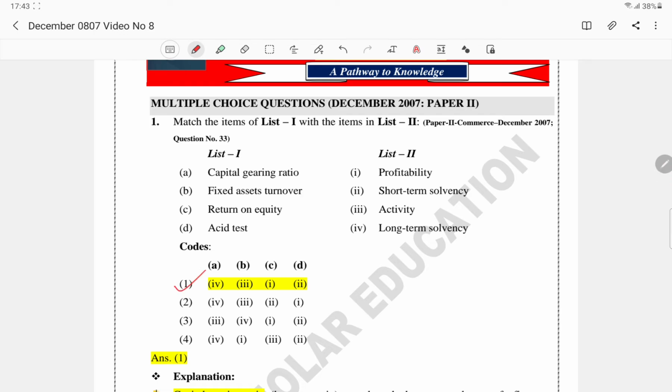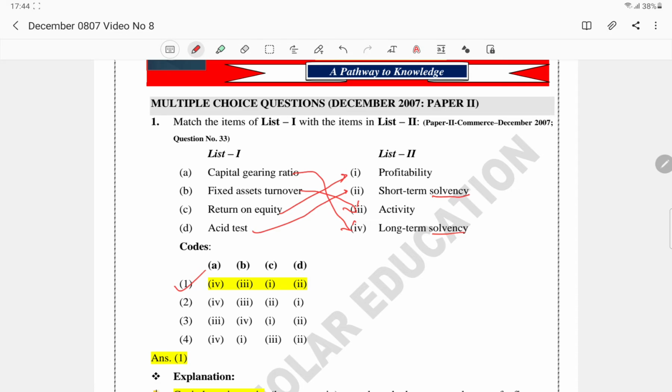Okay, so again, capital gearing ratio is linked with long term solvency, fixed asset turnover ratio is linked to activity, ROE is connected with profitability of a firm, and AC test ratio is linked to the short term solvency position of a firm. So short term solvency means short term liquidity and long term solvency means long term liquidity position of a firm.